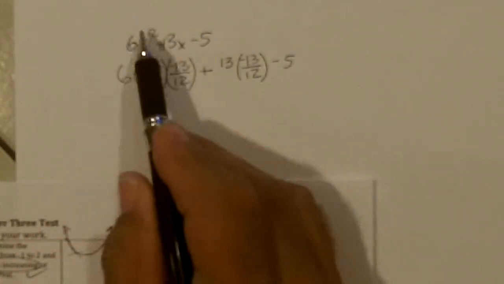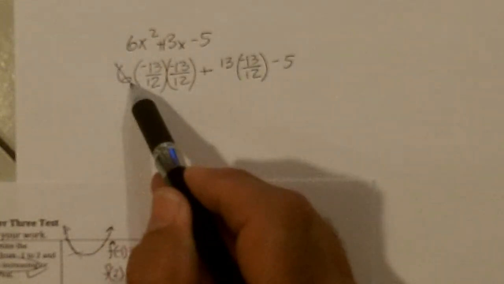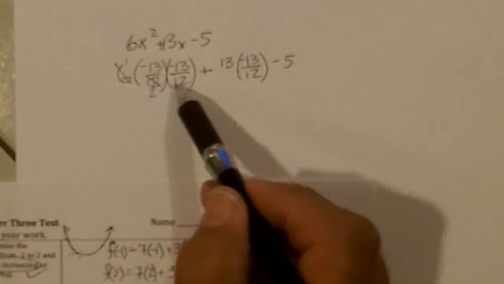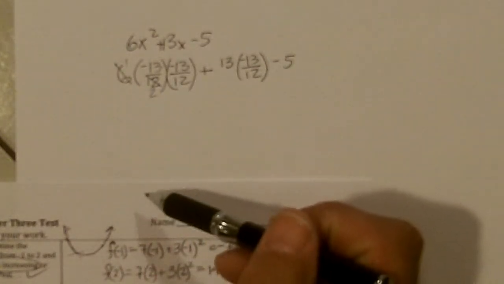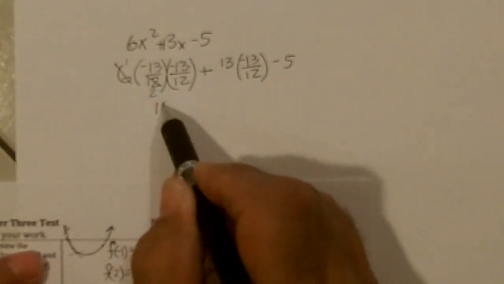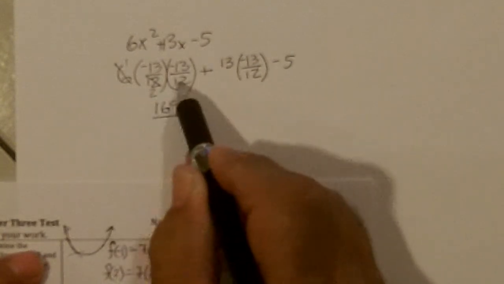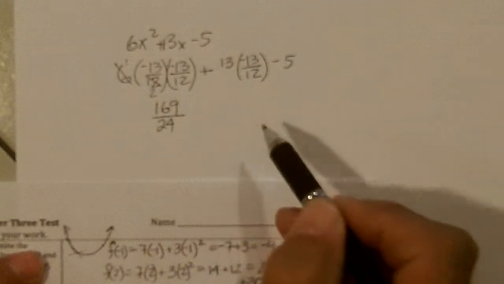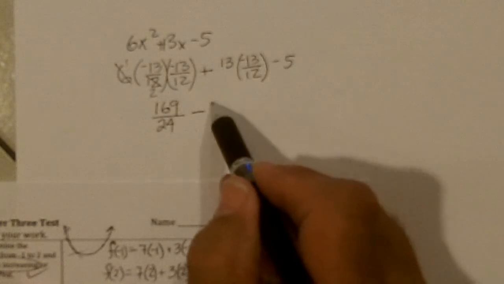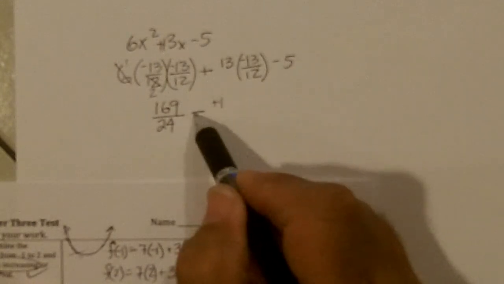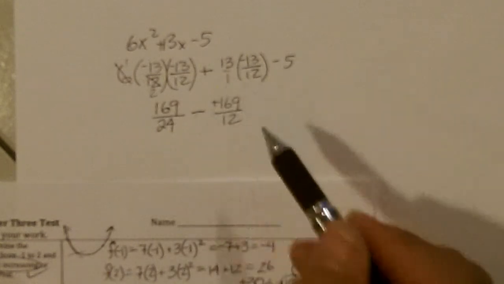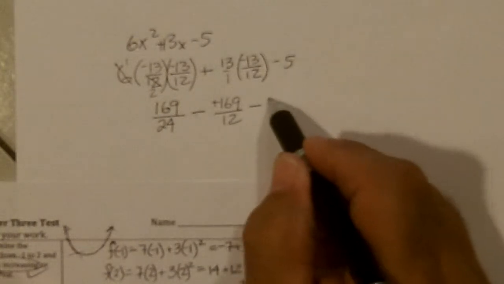So I wrote this out this way instead of saying squared so that I can see that 6 would reduce the 12 to a 2, but not both of them, just the one of them. So I have negative 13 times negative 13, which is positive 169, over 2 times 12, which is 24. Then I have minus 13 times negative 13 is negative 169, I already did it here, negative 169 over 12, that's 13 over 1, so it just comes 12, subtract 5.